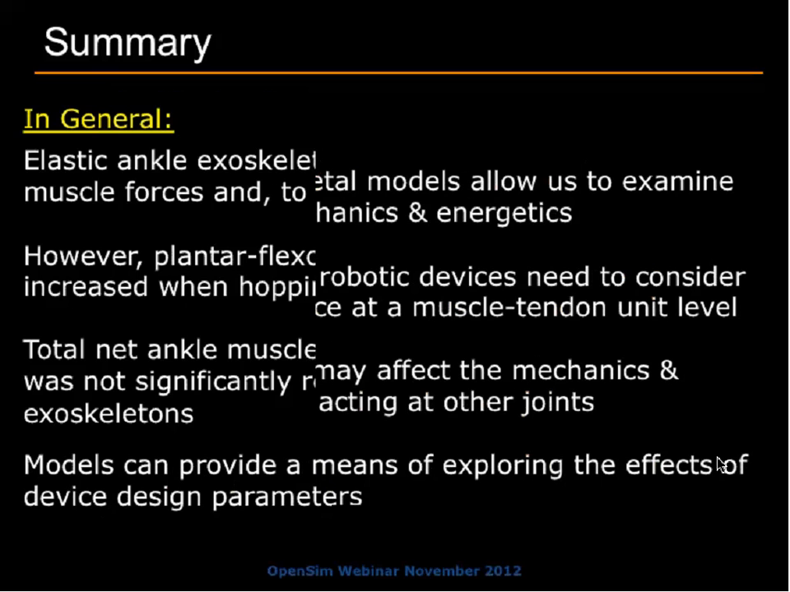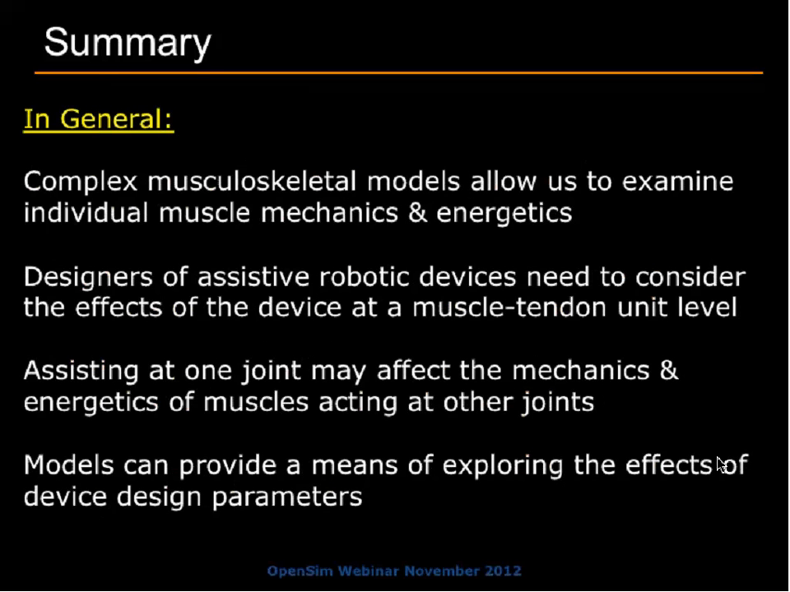Some more general conclusions, trying to draw back to what we were talking about at the start. We've seen here that we can use complex musculoskeletal models, particularly in OpenSim, to look at specific mechanics and energetics of individual muscles. And what this has highlighted is that designers of assistive robotic devices really do need to consider muscle-tendon level dynamics, not just joint level mechanics, when they are assessing how well their devices are performing.